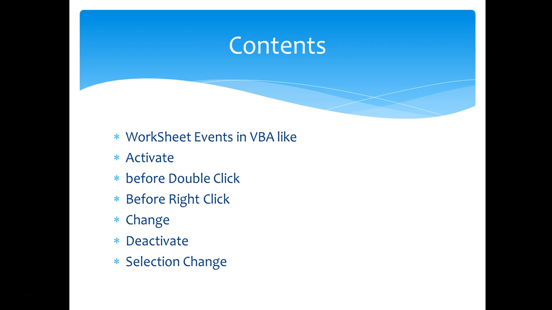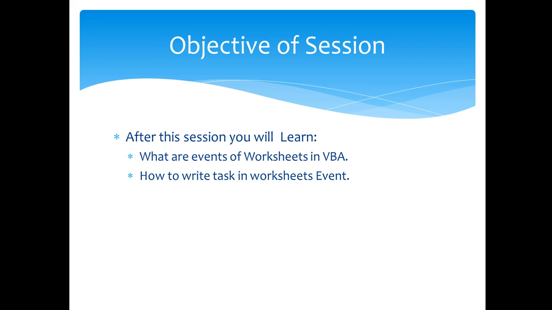In this session, we are going to see what the worksheet events in VBA are, like activate, before double click, before right click, sheet activate, sheet change, deactivate, selection change. Like the events we saw in the previous session for workbook, we are now going to see the worksheet events. After this session, you will be able to write the code for worksheet events.